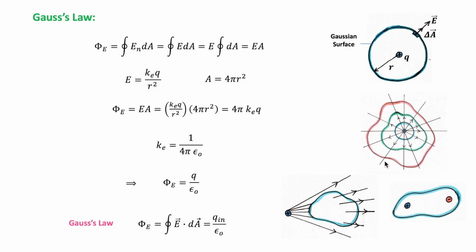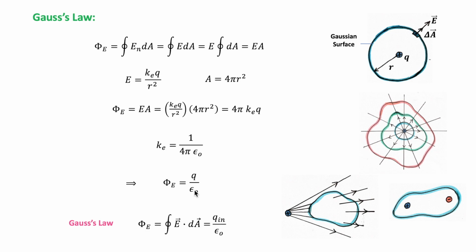So we may conclude from this that the net flux through any closed surface is independent of the shape of that surface. It depends only on Q, the enclosed charge within that surface, and is independent of the position of the charge within the surface. Okay, so this charge can be located anywhere. Still, we have the net flux equal to Q in over epsilon naught.